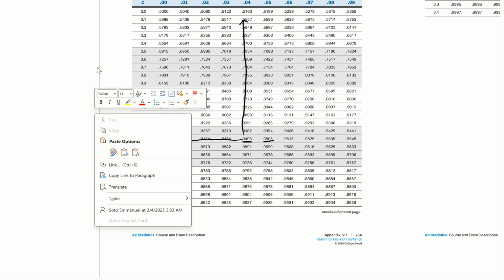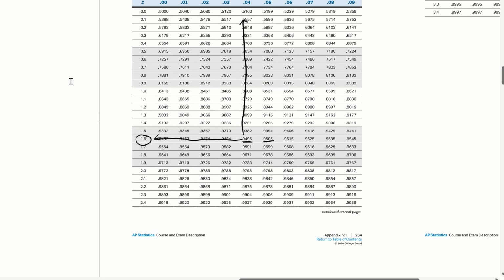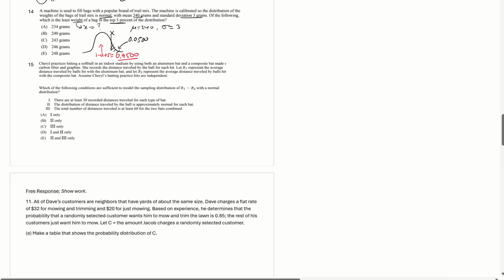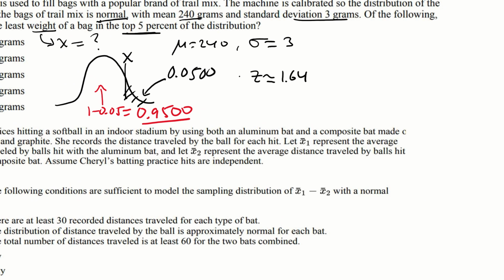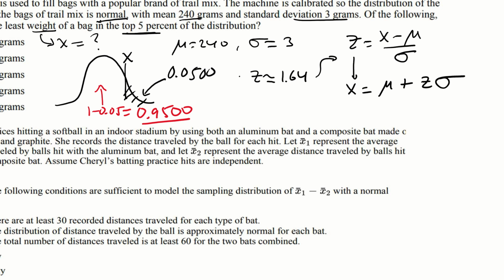All right, so now we got our z-score, which is about 1.64-ish. Let's go back and show you how to calculate the x, okay? So now we got z is about 1.64. So the formula, remember that z is x minus mu divided by standard deviation. So if I solve for x, using some algebra, of course, we would get mu plus z sigma.